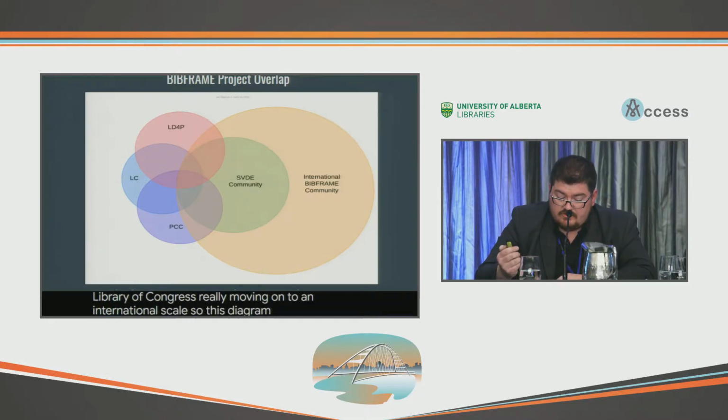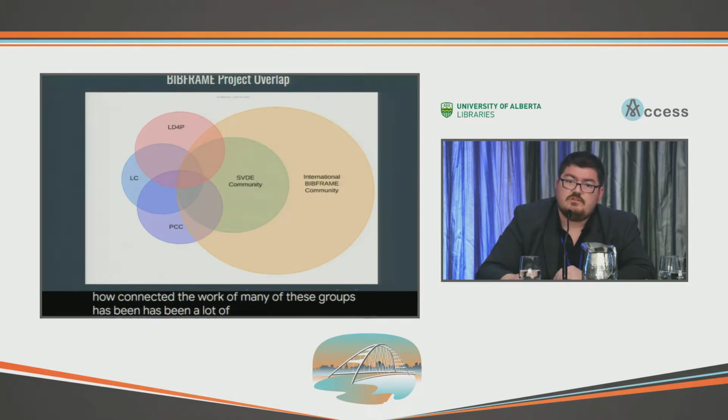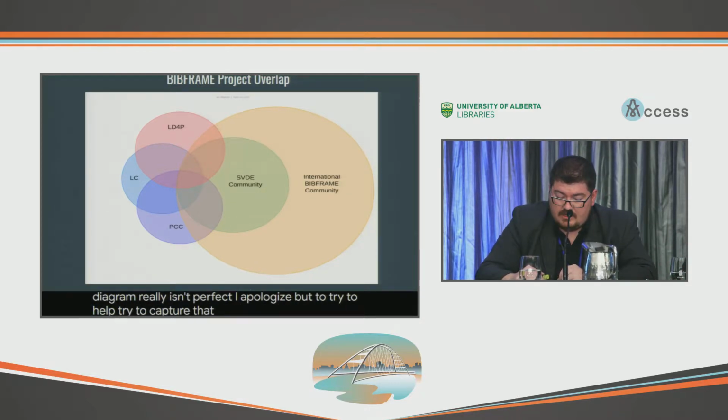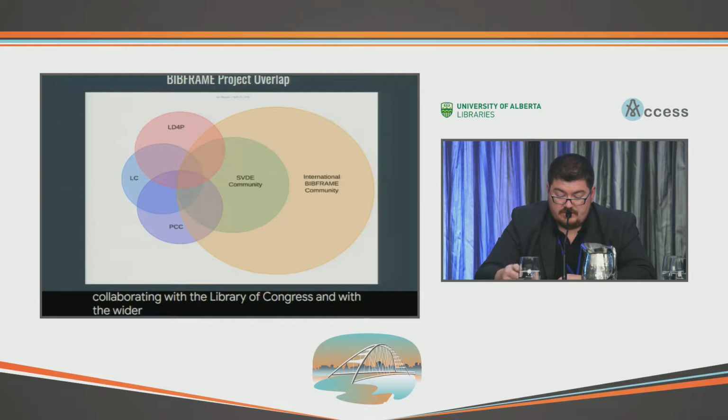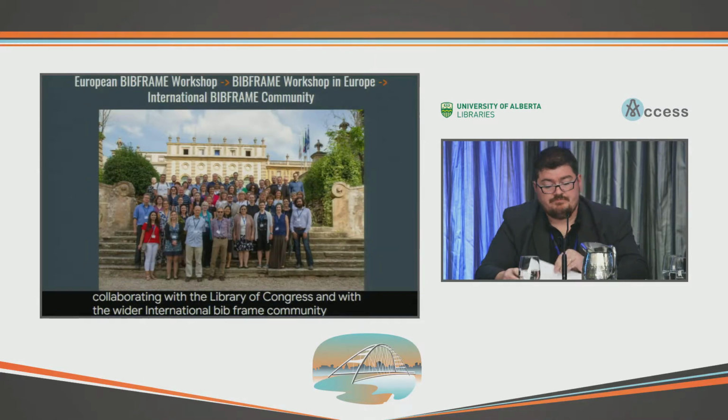So this diagram serves to highlight how connected the work of many of these groups has been. There's been a lot of project overlap. This Venn diagram really isn't perfect, I apologize, but it tries to capture that, with work from one project really informing another. So UAL is a member of LD4P, PCC, and Share VDE, but we've also been collaborating with the Library of Congress and with the wider international BIBFRAME community.